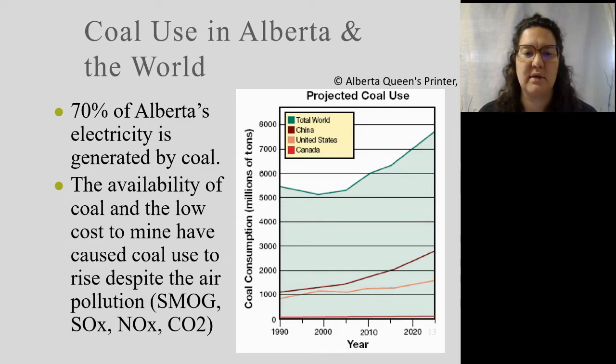So Canada's projected coal use is a little red line at the bottom there because our population is quite a bit lower. The United States is an orange line that's staying relatively steady but going up, and China is increasing their use of coal as an energy source, and the world's use of coal is projected to go up in the near future.